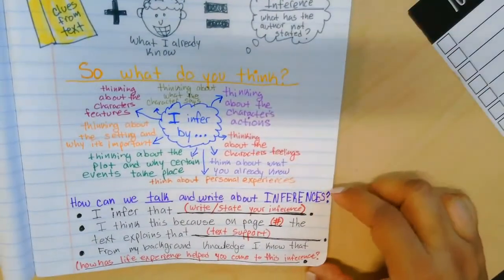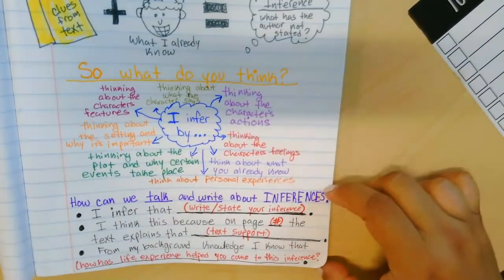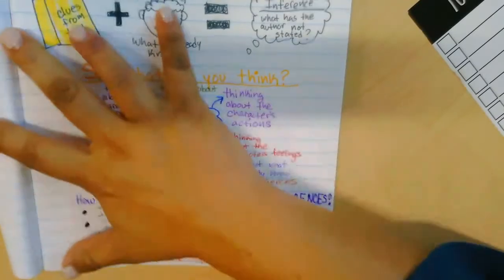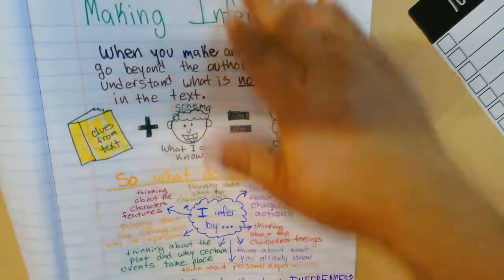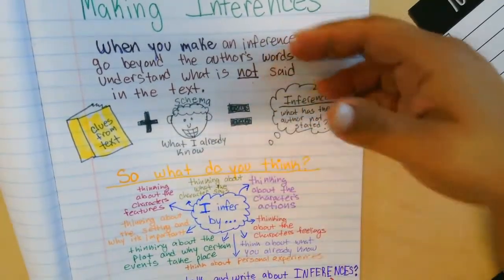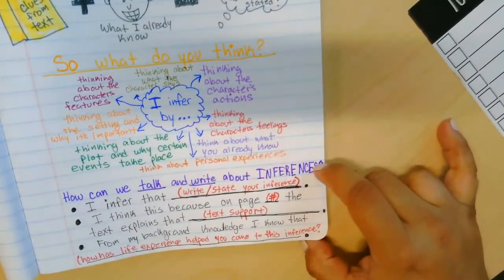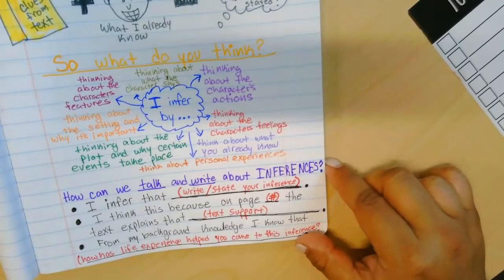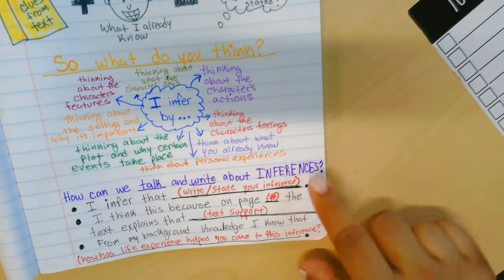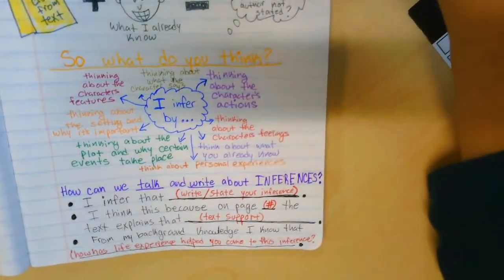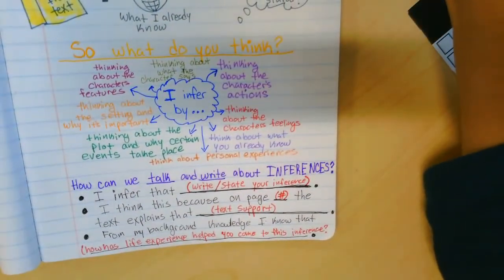So specifically, we're going to use this bottom part that says, how can we talk and write about inferences? But if you need help on what inferences are, you can use these up here, or you can look back up on here. But specifically, this part, okay? So we're going to continue using inferences, talking about inferences. So let's review real quick how we can talk and write about inferences.